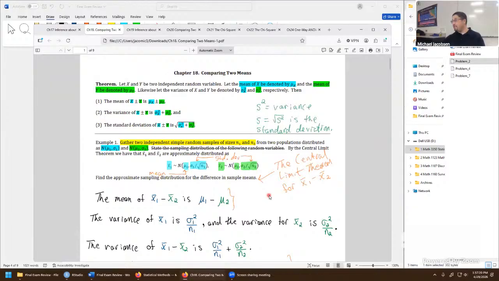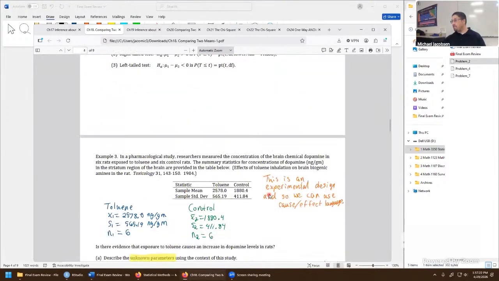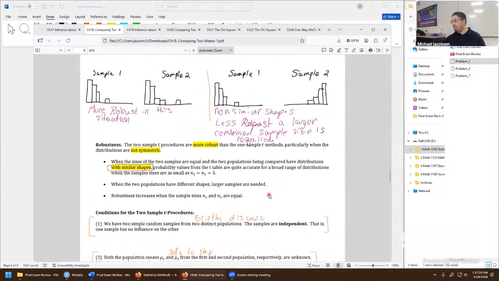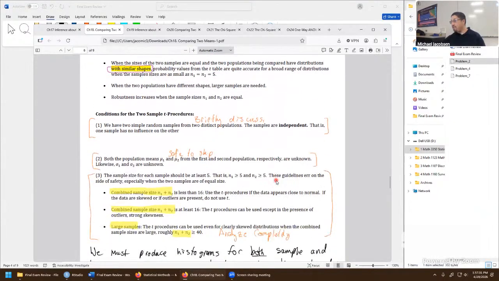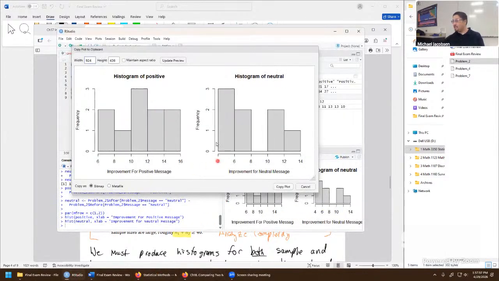We'd want to go back to chapter 18, look into the robustness conditions for the 2 sample procedure, which is here. First, we look into how similar the shapes are. Then we combine both sample sizes. For us, we're 18, so we're in this category. T procedures can be used, except for in the presence of outliers. We saw none, so we're okay there. Strong skewness. We see a little bit of skew, but we don't see strong skewness. It wasn't that bad. So although slightly borderline, I would say that this is a definite pass for these kind of data. I would not say that's strong skewness whatsoever.